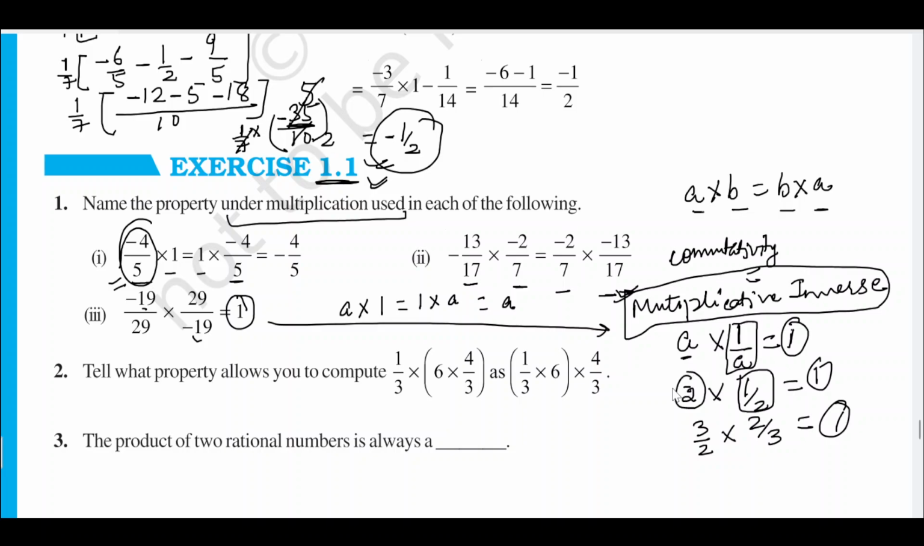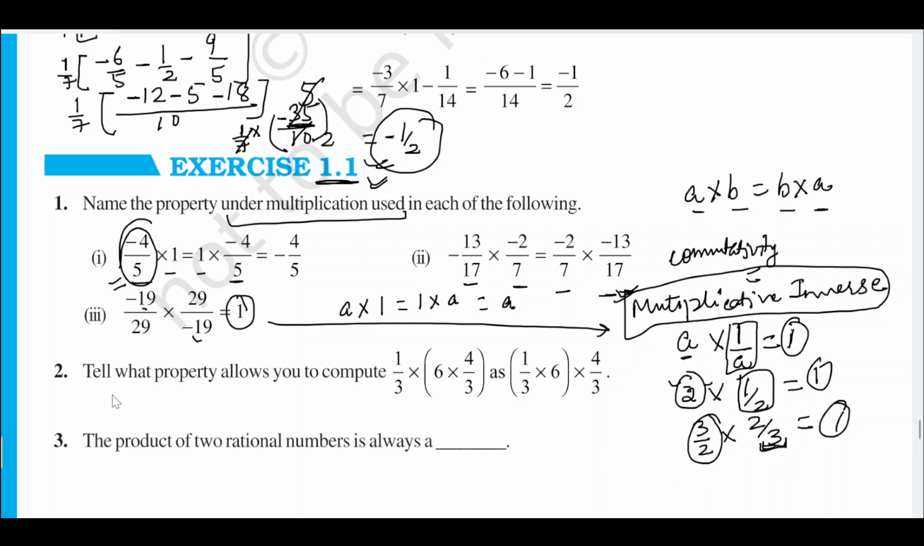Suppose someone asks you what is the multiplicative inverse of 2, then we will say 1 by 2. What is the multiplicative inverse of 3 by 2? We will just invert that number. You will say 2 by 3 is the multiplicative inverse of 3 by 2.